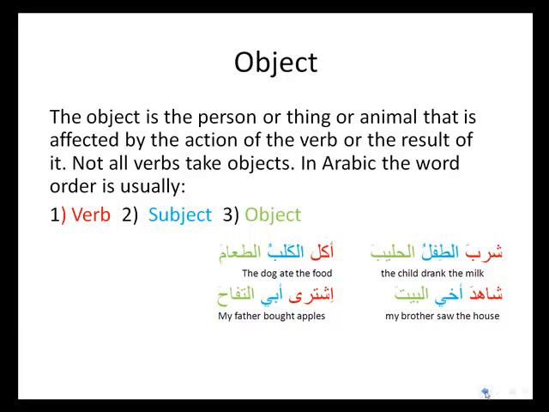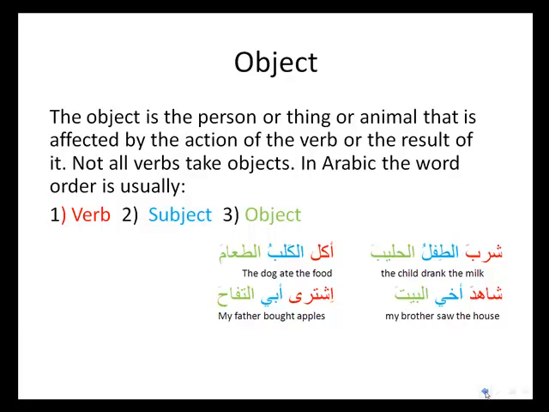As we said also, the word order is usually verb, subject, object. Shariba, the verb, الطفل, the subject, الحليب, the object. The child drank the milk, so when we translate, we need to remember to change it around. شاهد أخي البيت, my brother saw the house. أكل الكلب الطعام. اشترى أبي التفاحة. Okay? Now, this is the normal word order or the usual word order.